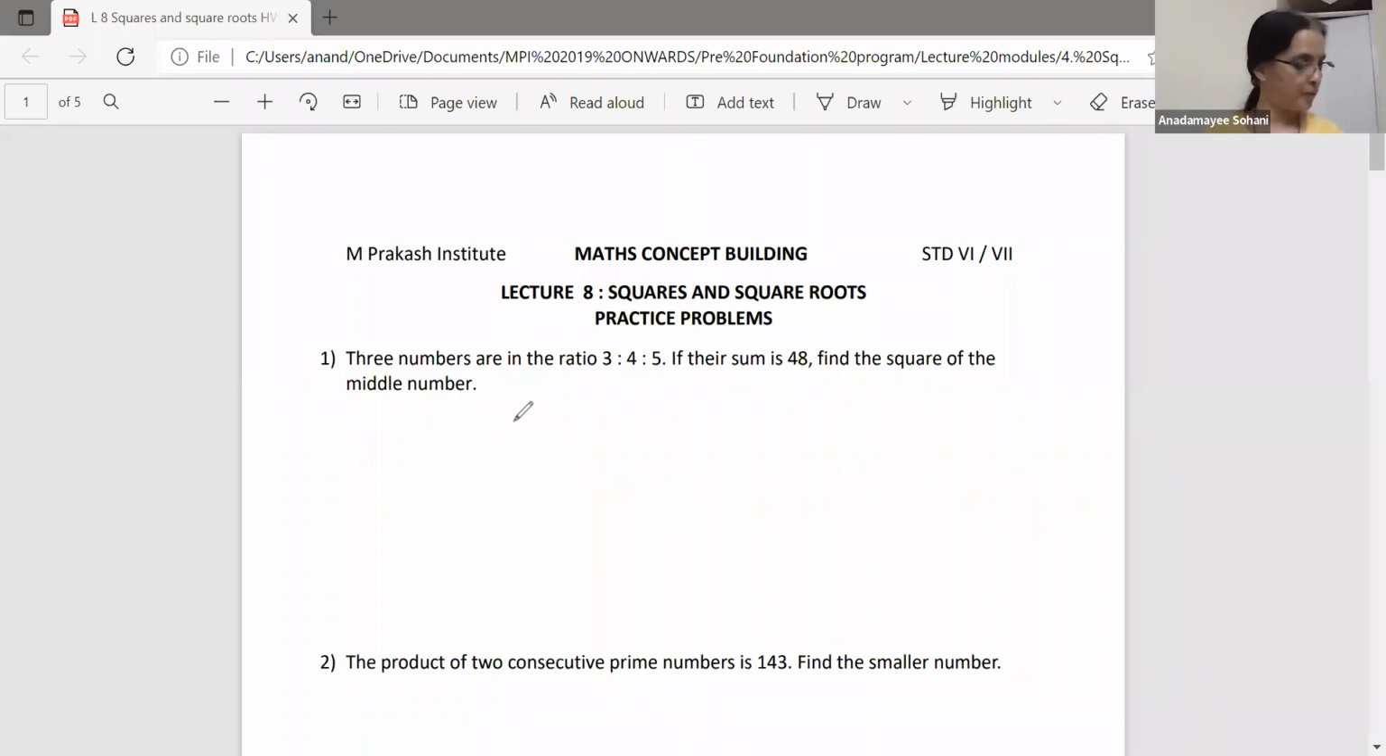Today we'll be doing practice sums of squares and square roots. I'm sure you must have tried all the questions that we did in lecture 7 and then these questions of lecture 8. Now we will be taking into account our understanding of ratio proportions, our understanding of prime composite numbers, our understanding of all those topics which we have done till now. And we will use that in questions based on squares and square roots. We will finish in 1 hour today, most probably. At the most, 5 minutes more we'll take.